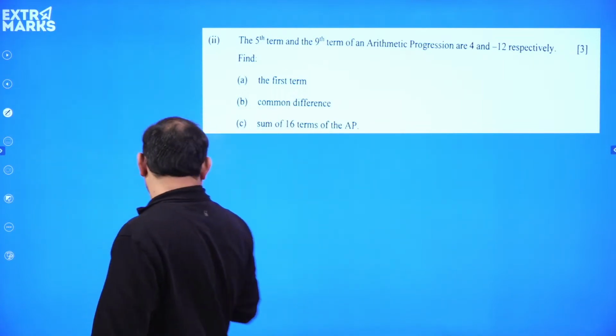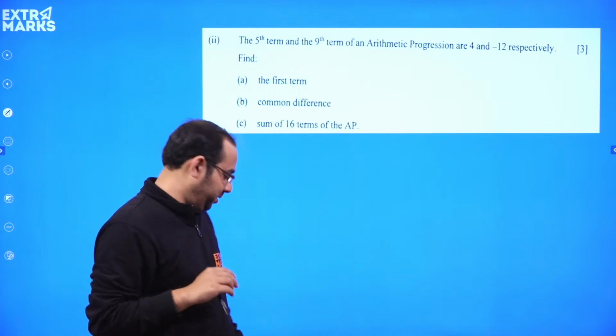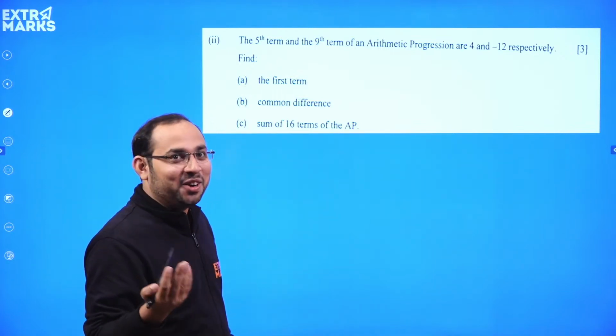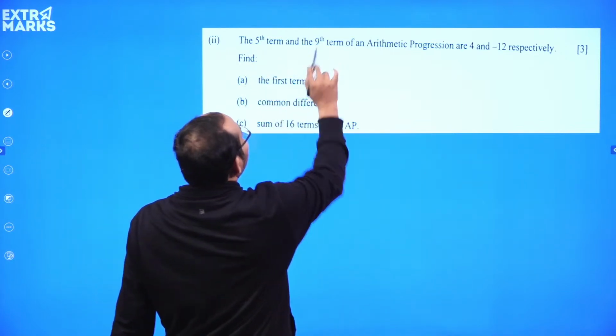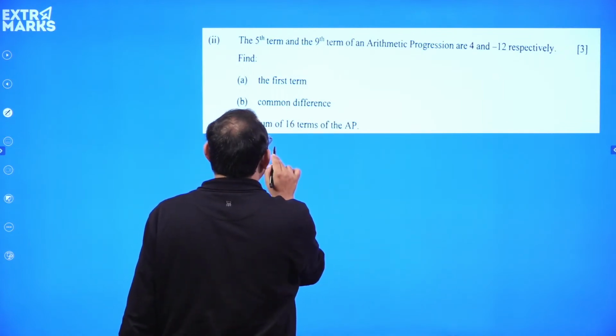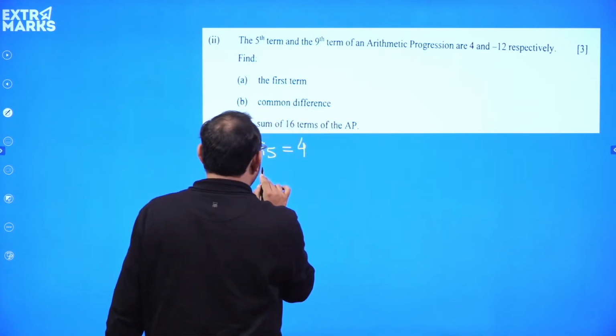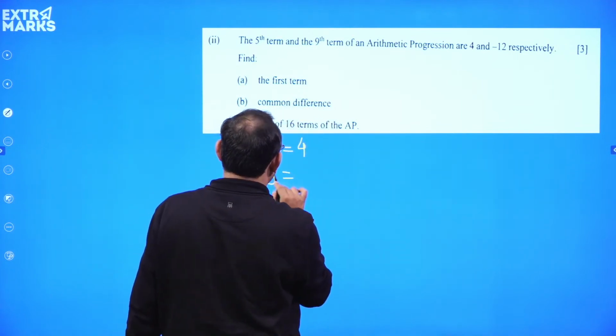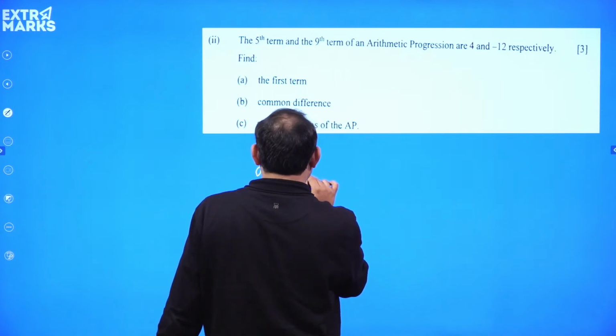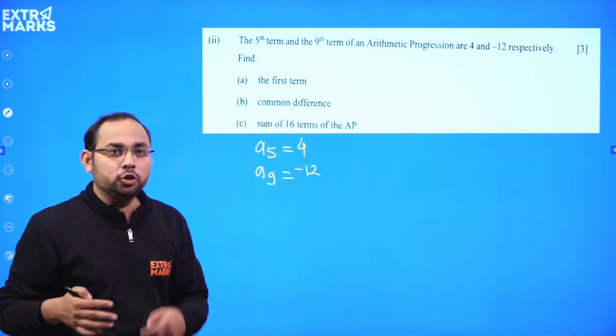Okay, how many of you got this one right? Please let me know in chat. I mean, how many of you tried? Right or wrong, I will tell you. So the 5th and 9th term of an AP. So the 5th term is 4 and the 9th term is minus 12. Okay, so you know the 5th term, you know the 9th term.